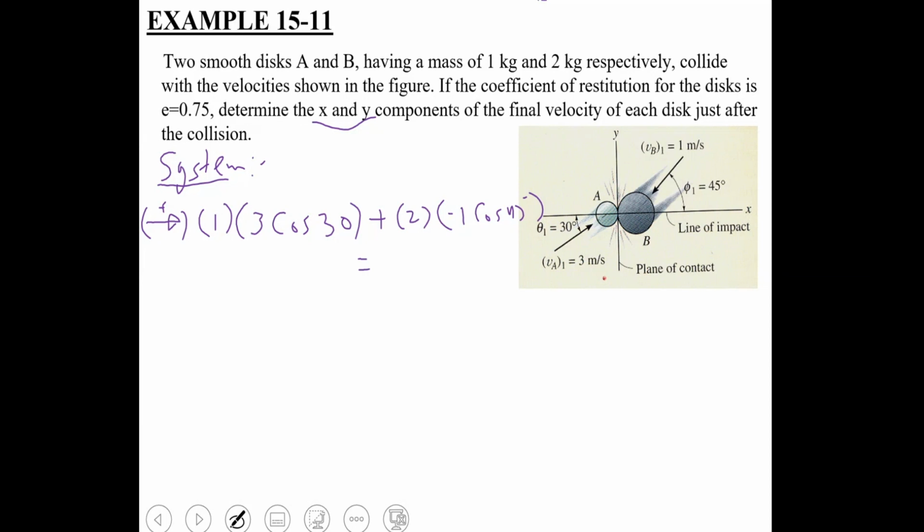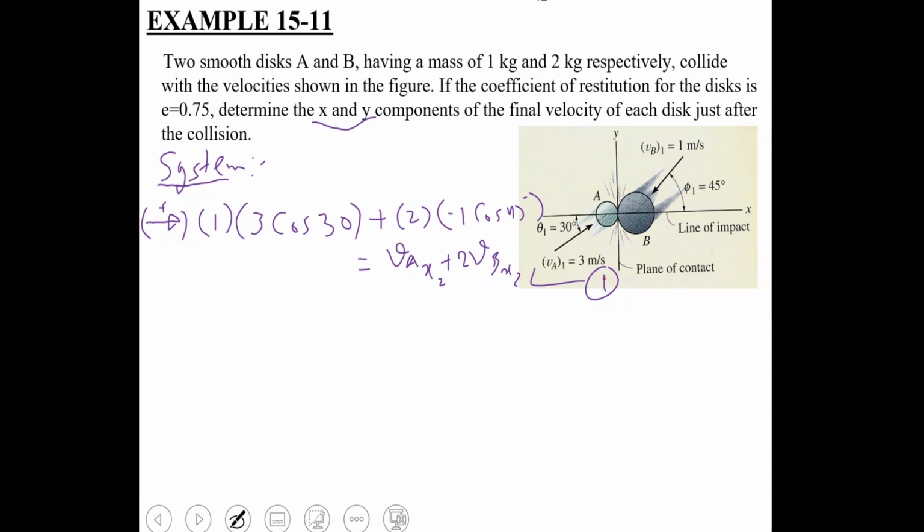This should be equal to, as per the conservation of momentum principle, VAX2 plus 2 VBX2. So this is my equation number 1. Is this equation clear? Yes, sir.